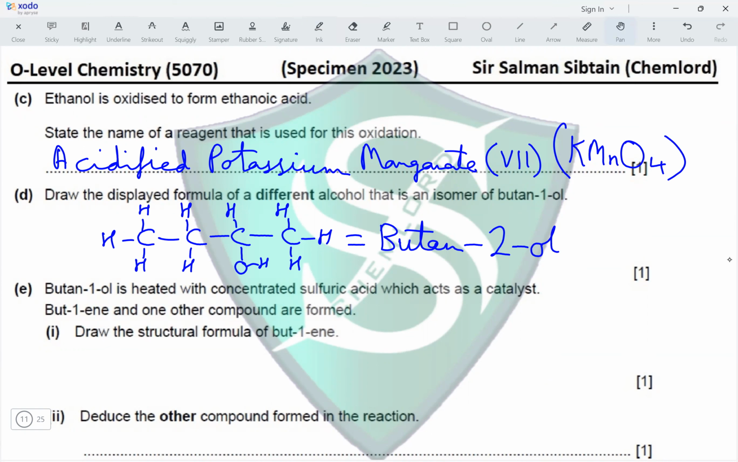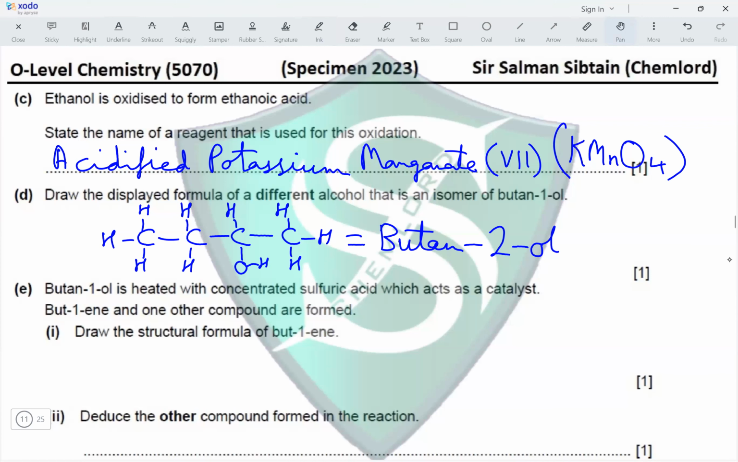Part E. Butane-1-ol is heated with concentrated sulfuric acid, which acts as a catalyst. But-1-ene and one other compound are formed. Okay, so basically, a dehydration of alcohol is taking place. So butane-1-ol is converted to but-1-ene, so water is removed. And they have asked us to draw the structural formula of but-1-ene.